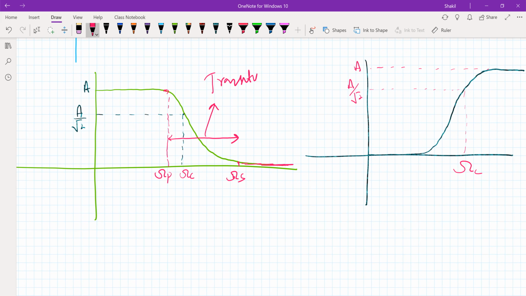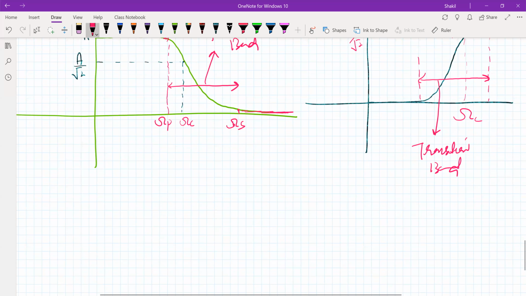The transition band is the band where the roll-off actually occurs from pass band to stop band, or from stop band to pass band in a high pass filter, right? So this is the band where the actual roll-off happens. For a high pass filter, you can say this is the transition band. In the same way you can define these quantities for band stop and band pass filters, right?